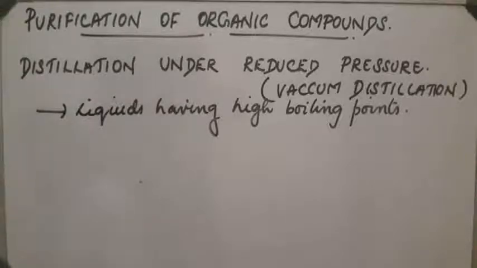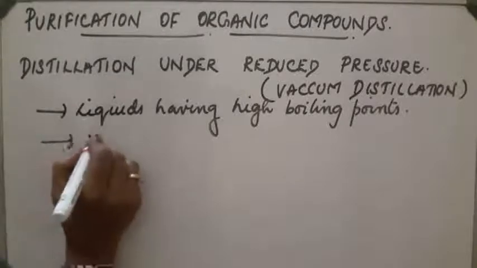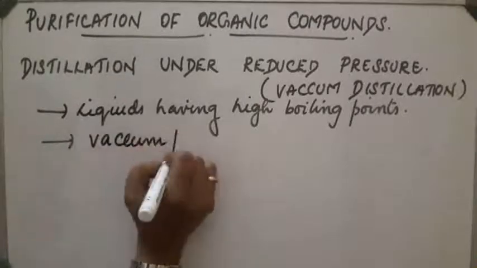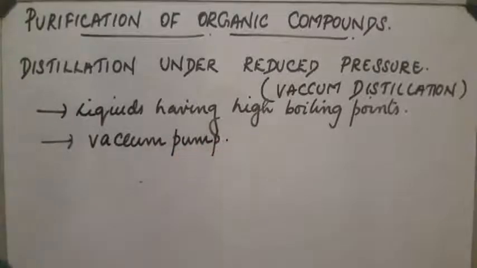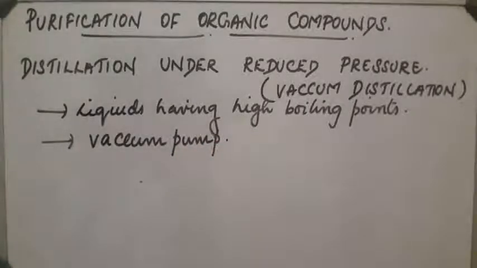So, for purifying these compounds, we have to reduce the pressure. In vacuum distillation, when we reduce the pressure, the boiling point of the liquid also decreases. As a result of this, before decomposition, they will boil and distillation can be done easier. Now, in this case also, the pressure is reduced with the help of a vacuum pump. Distillation takes place in the presence of a vacuum pump.